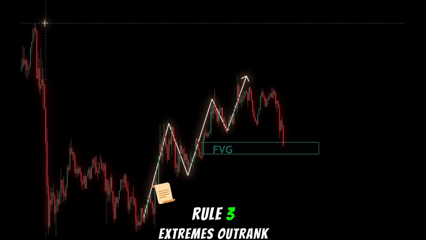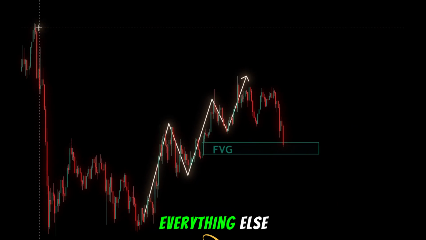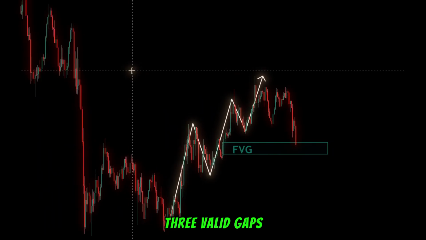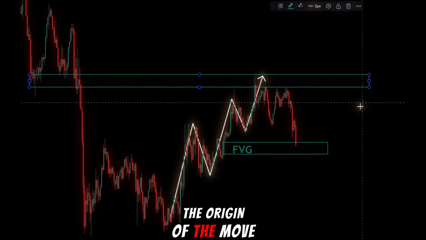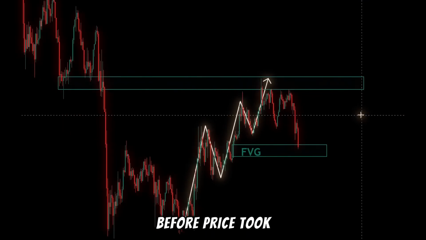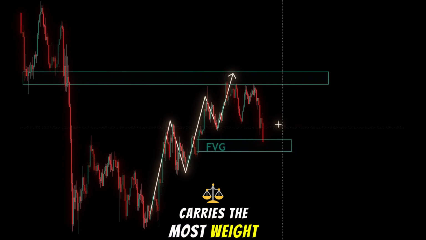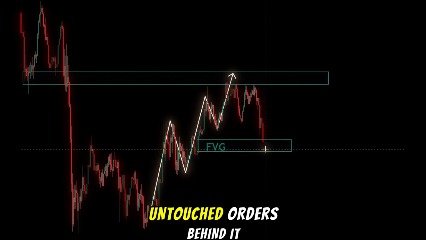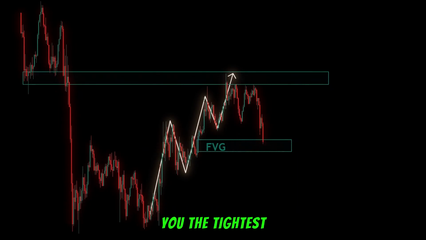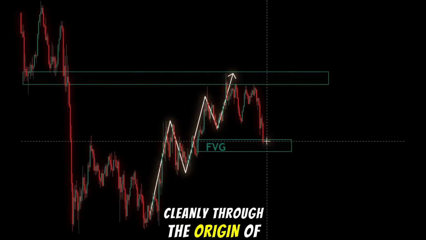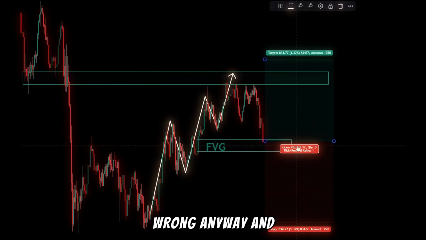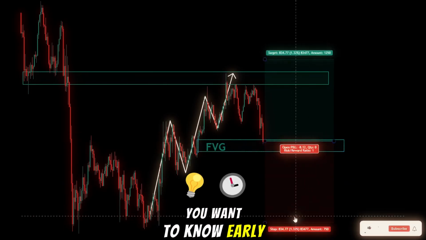Rule 3. Extremes outrank everything else. If you have 3 valid gaps in the same leg, the one closest to the origin of the move, the last one before price took off, carries the most weight. It has the most untouched orders behind it, and it gives you the tightest invalidation. Because if price trades cleanly through the origin of a move, your idea was wrong anyway, and you want to know early.